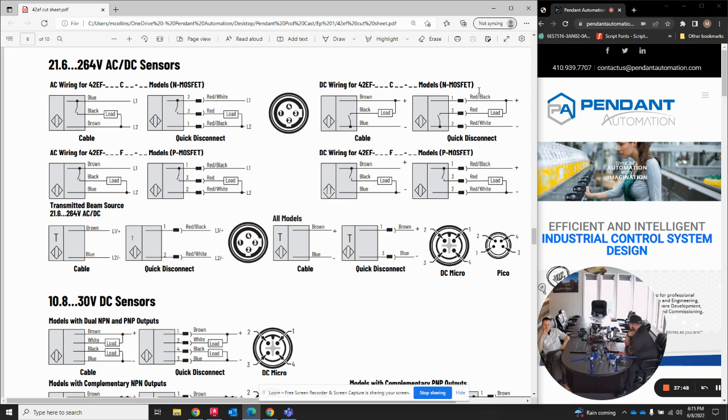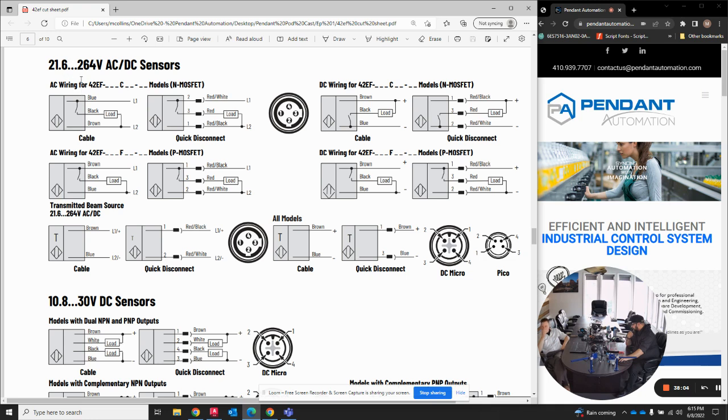I think we do use this 21 to 264 volt sensor. Is that our standard? No. Our standard is a P2JBB. So our standard, they're all the 42 EF. And that's 24 volt. Yeah, so ours is the standard 24.